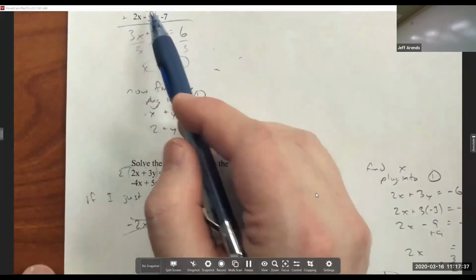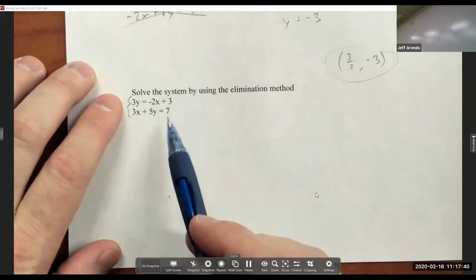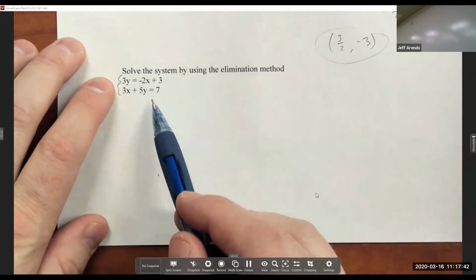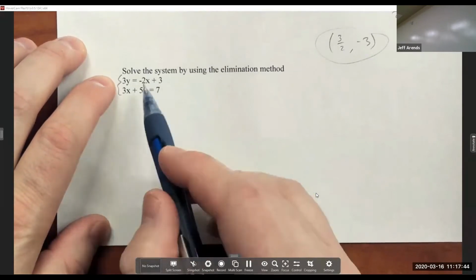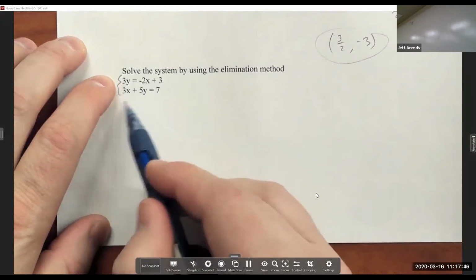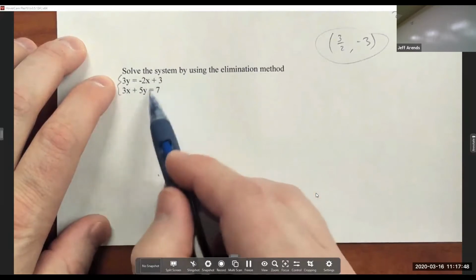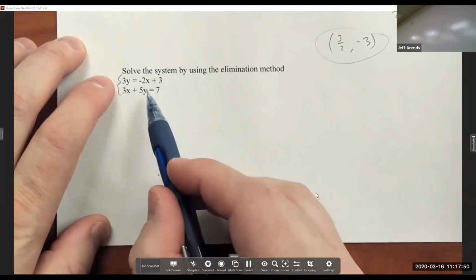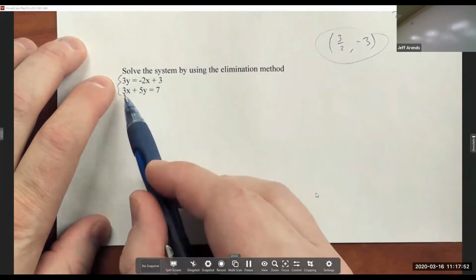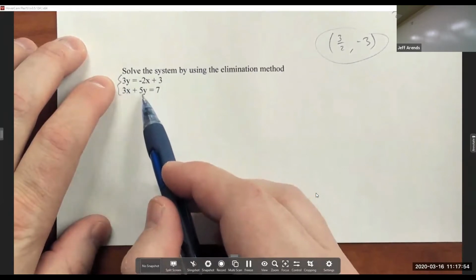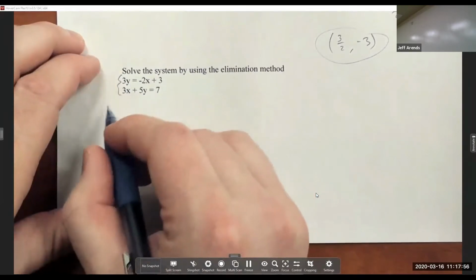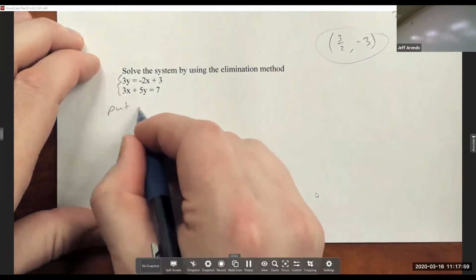Then when I go to add these things together, it's really straightforward. In this example, you'll notice that if I was to take the left-hand side of the equation and add it over here, and take the right-hand side of the equation and add it over here, things just don't line up very well. I would like my x's to line up with my x's, my y's to line up with my y's, which means I'm going to start by putting this into standard form.